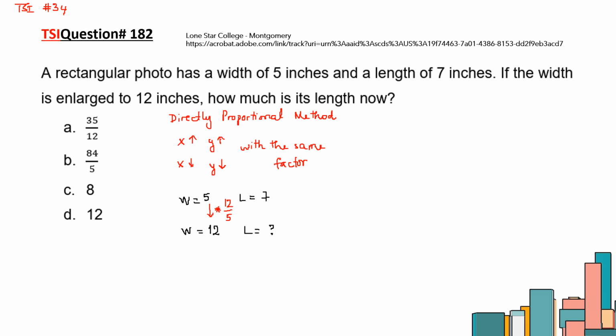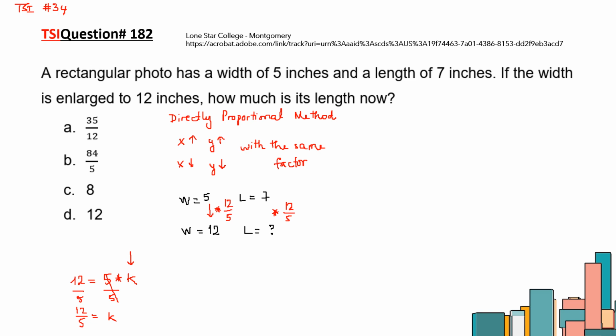So the new width is 12, which equals 5 times a constant k. This is the increasing factor. We want to solve for k, so we divide both sides by 5. Then k is equal to 12 over 5. So the width increases 12 over 5 times, so the length will increase by the same factor, 12 over 5.